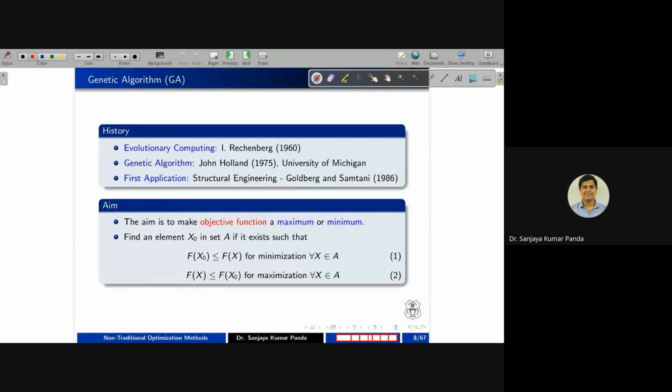But you can see, since 1975, the first version, I can say, the genetic algorithm also has several variants. Nowadays, people have applied the genetic algorithm in different variants. But the very first variant started in the year 1975. After 11 years, two scientists, Goldberg and Samtani, in 1986, applied the genetic algorithm in the field of structural engineering. We know structural engineering is a part of civil engineering, right? So the very first application was in 1986.